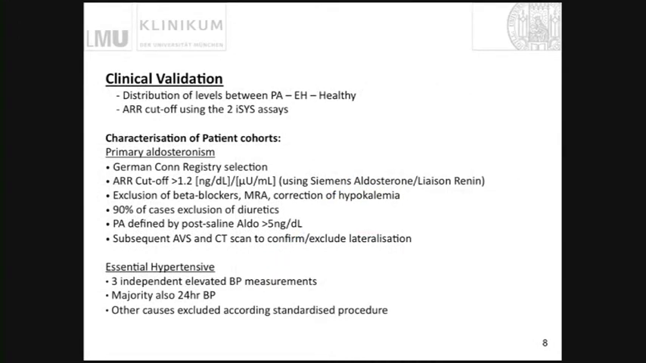So for the clinical validation, as I said, I wanted to show you the distribution of levels of aldosterone and renin in primary aldosteronism, in essential hypertensives and healthy subjects, and talk about the ARR cutoff using the two assays. The primary aldosteronism cohort that was used was a selection of samples from the German Conn registry, which were defined with an ARR cutoff greater than 1.2, and this cutoff of 1.2 is in nanograms per deciliter for aldosterone and microunits per ml for renin, with the LIAISON and the Siemens respectively.